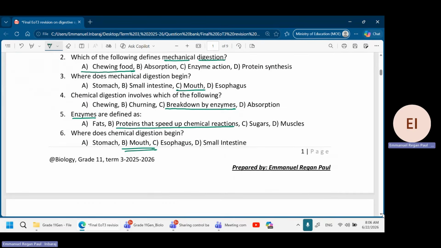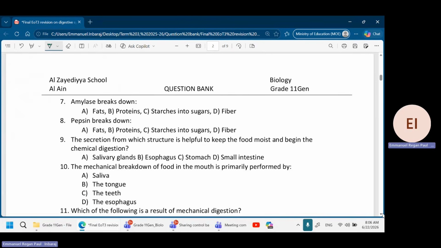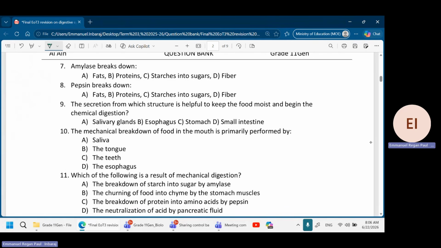Now let's move on to the next. There are some more questions as well. What is the function of amylase? So what does amylase do? Amylase will convert starch to sugars. So keep this in mind. Amylase is an enzyme that is found in the mouth, that means in the saliva. And what does amylase do? It will convert the starch into sugars. So the answer is starch to sugars.